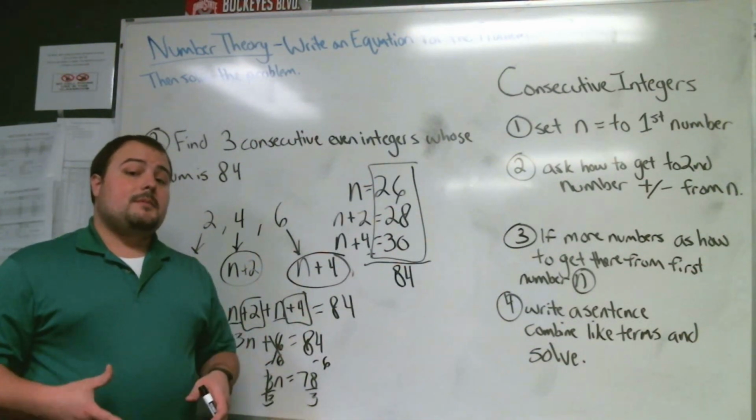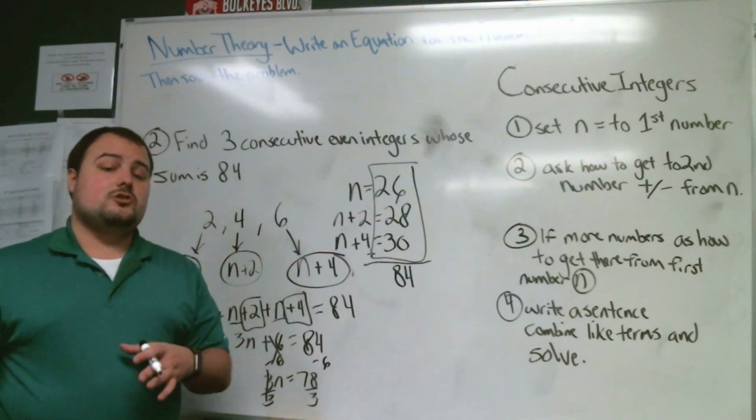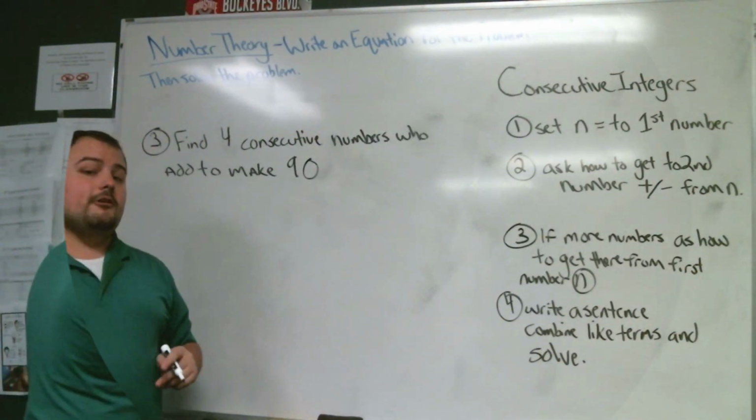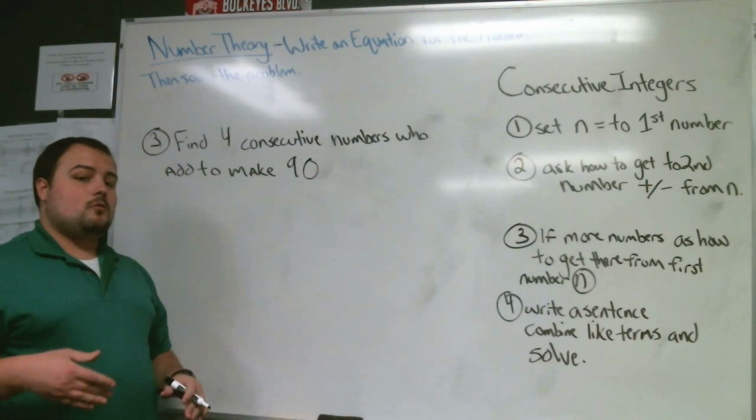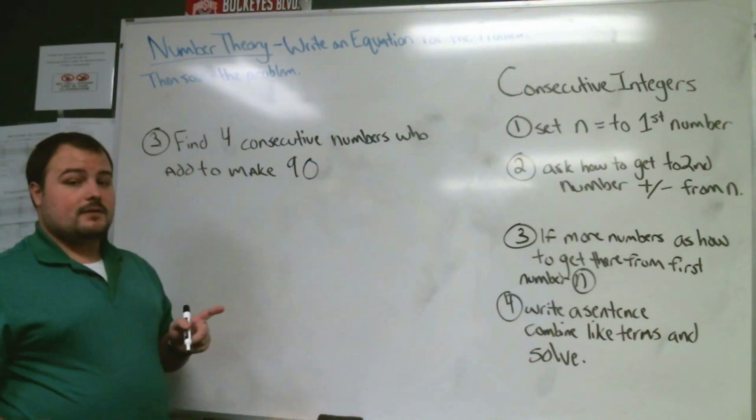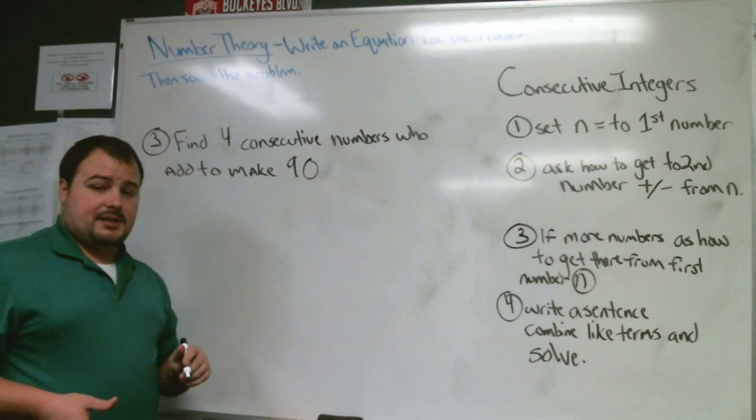Alright, let's do one more problem. Trying this a little bit differently. Instead of doing even and odd, let's just do regular consecutive numbers that add to make a certain number. Alright. So in our final example, we're going to go for 4 numbers. We need 4 numbers that are consecutive, not even, not odd, just consecutive, that add to make 90.